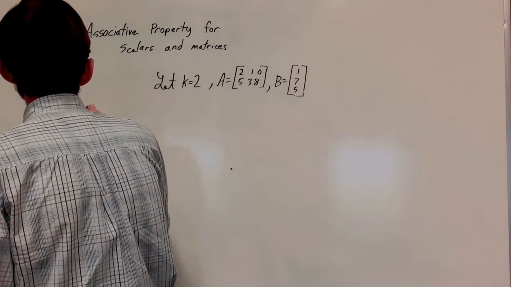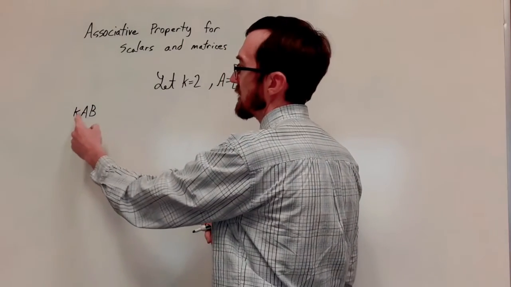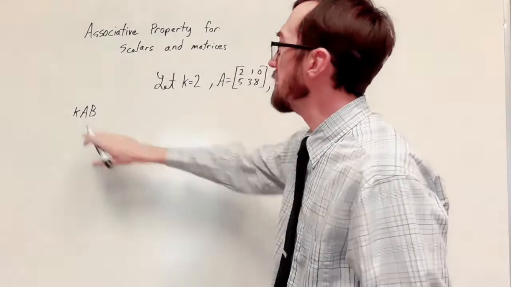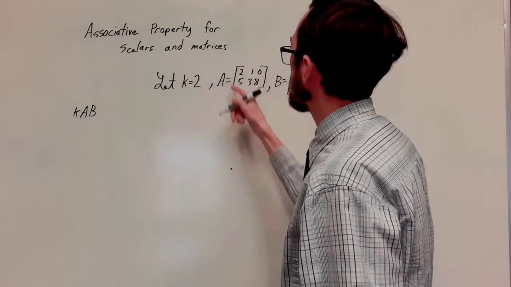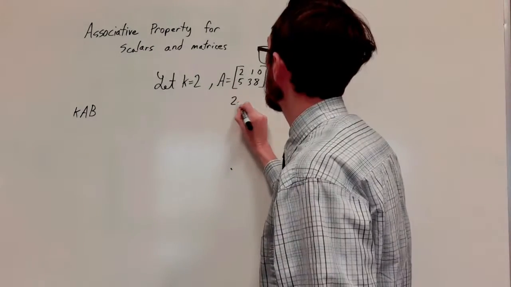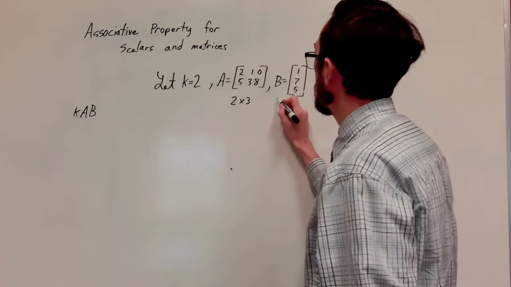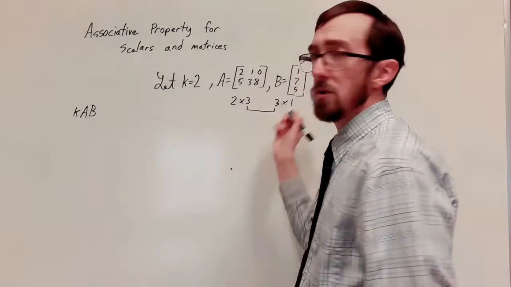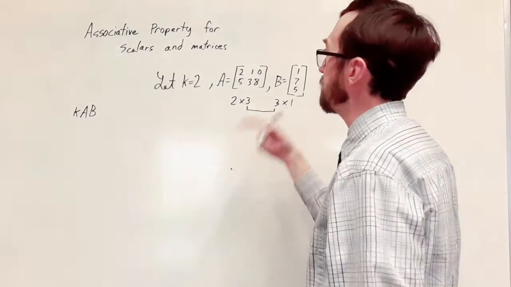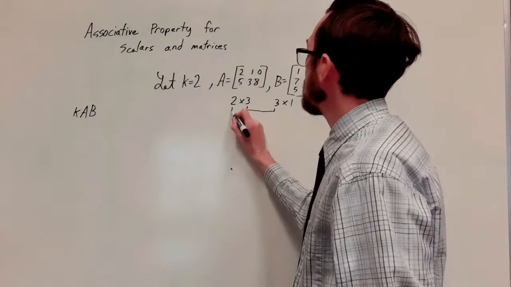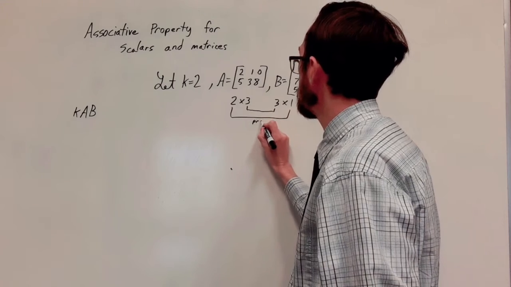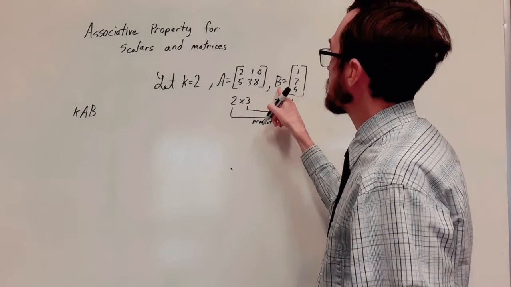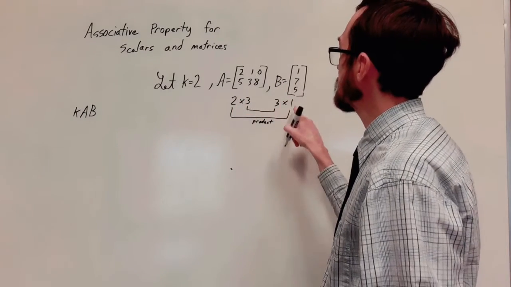I want to explore scalar K times matrix A times matrix B. Since we have matrix A times B, we are going to look at the dimensions of these two things. I have a 2x3 matrix for A, and I have a 3x1 matrix for B. We look at these inner two numbers, and that's our check. If they match, then we know that multiplication is defined for this. The outer numbers will be the dimensions of the product matrix. So our product, when we multiply matrix A times matrix B, will be a matrix that is 2x1.